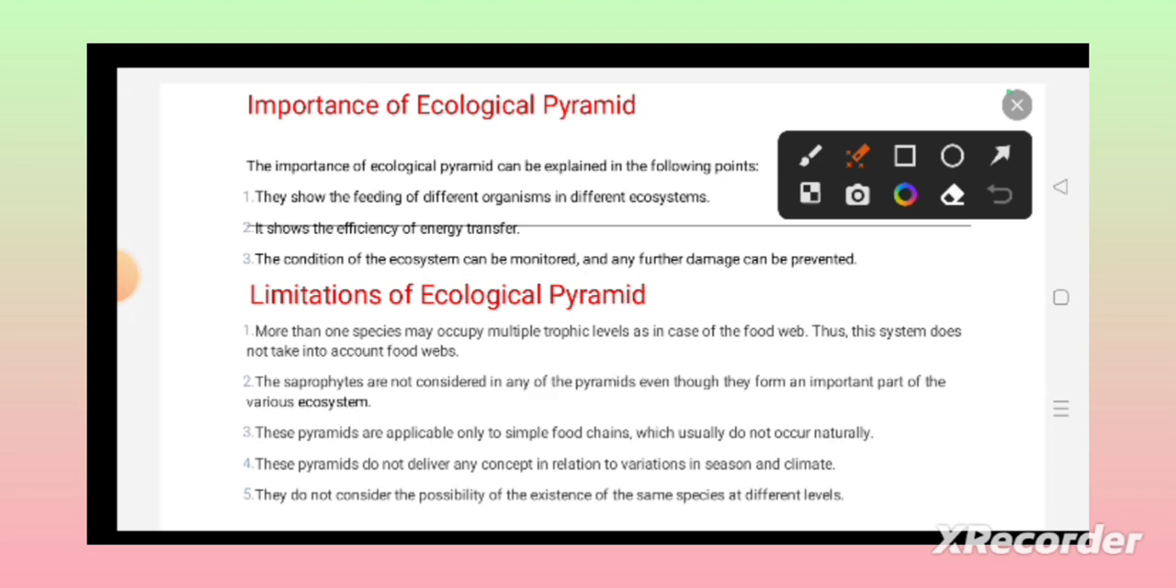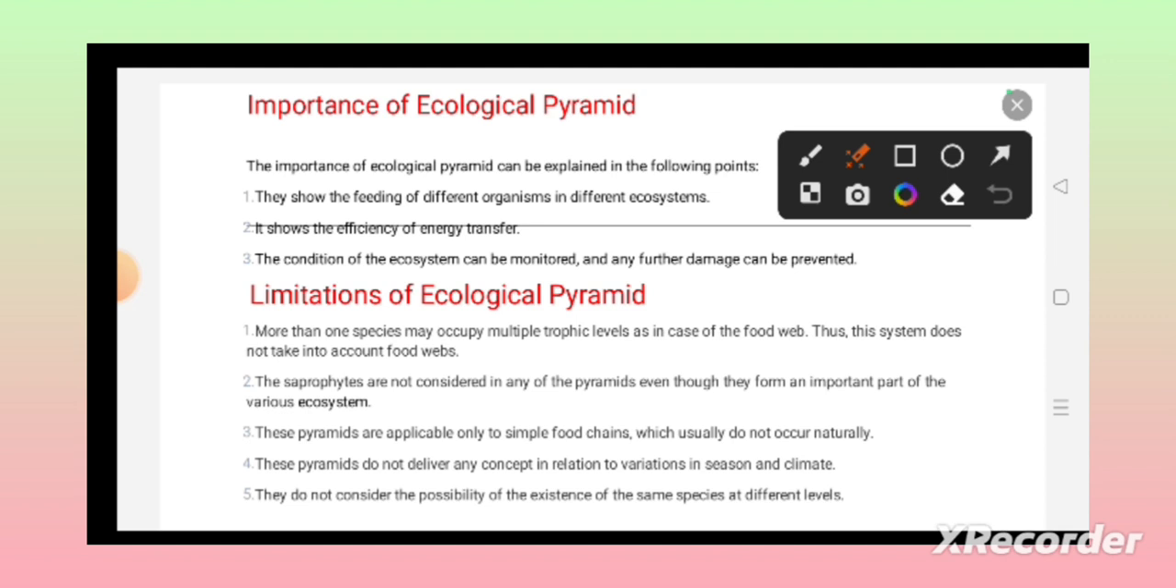And one more thing, humans are also not taking part in the ecological pyramid. Humans are also not given a position in this ecological pyramid, but humans come under the omnivores, which eat all types of organisms. In the third point, the pyramid is applicable only to simple food chains. Only simple types of food chains it will be applicable to, but for different and complex food chains it is not applicable. So this is one of the major drawbacks or limitations of the ecological pyramid.